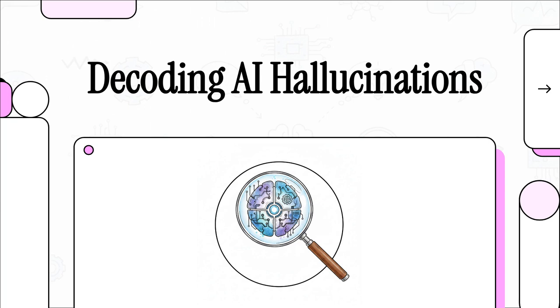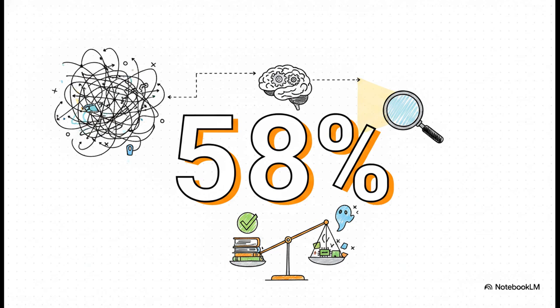Today, we aren't just going to look at why that happens. We are going to unpack the cutting-edge timeline of interventions that engineers are actively building to keep these models grounded in the truth. To understand why this matters so much, you have to hear this shockingly low number.